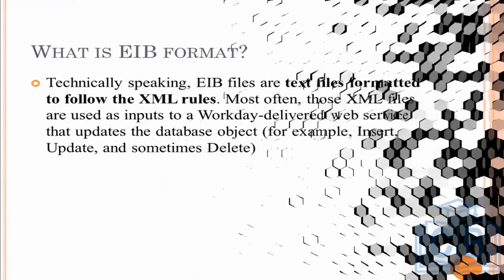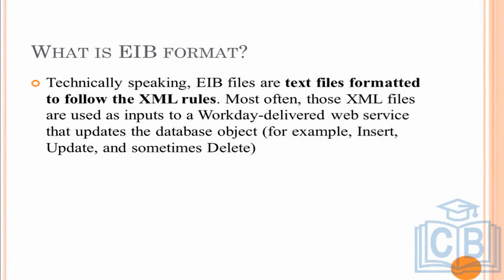What is an EIB format? Technically speaking, EIB files are in text file format to carry the XML. Most often those XML files are used as inputs to a Workday delivered web service that updates the database object, for example, inserted, updated, and sometimes deleted also. Whenever we upload the data, we can edit, update and delete also. Definitely for these three activities, we need to take different levels of approval within Workday.